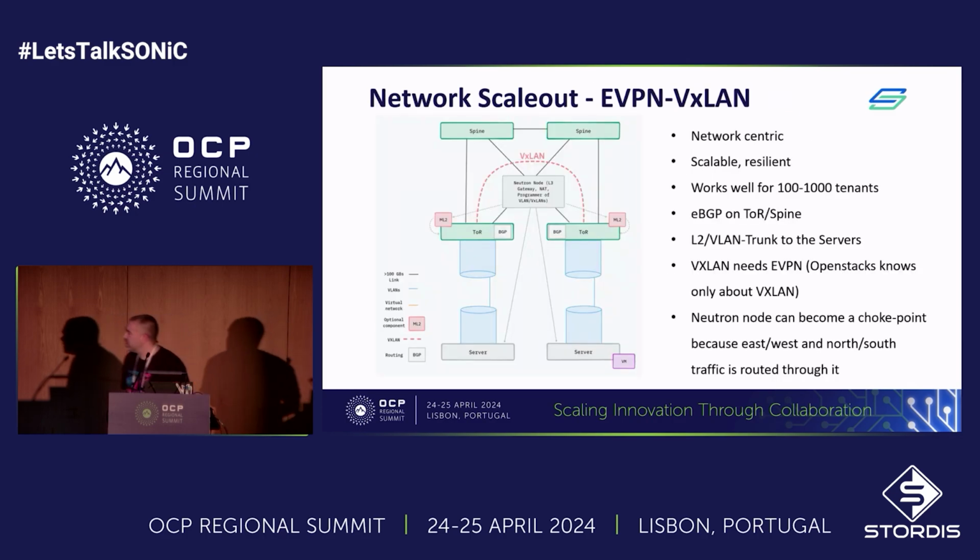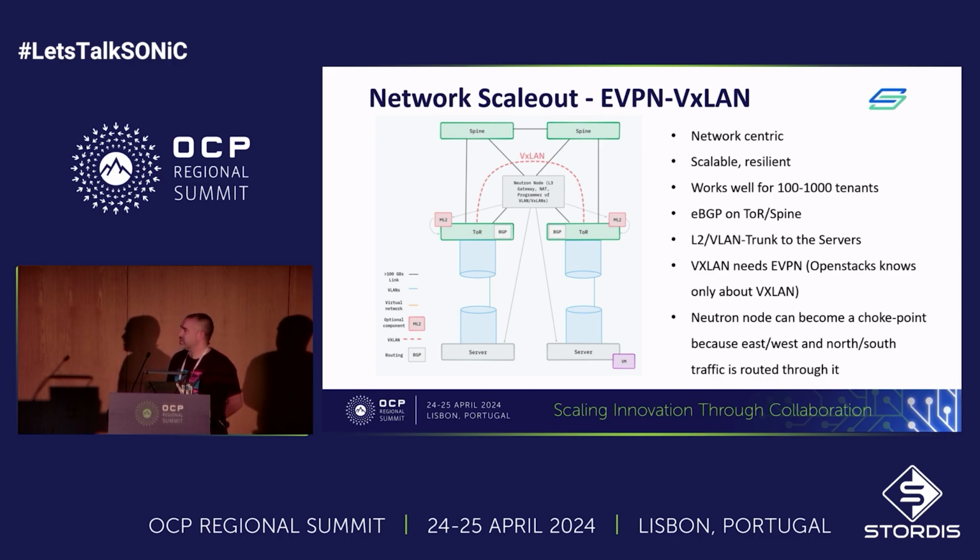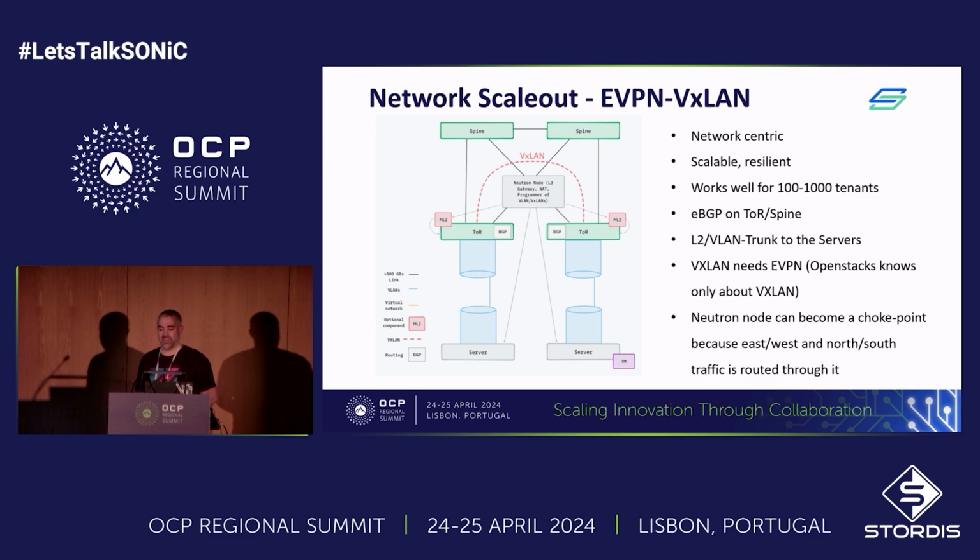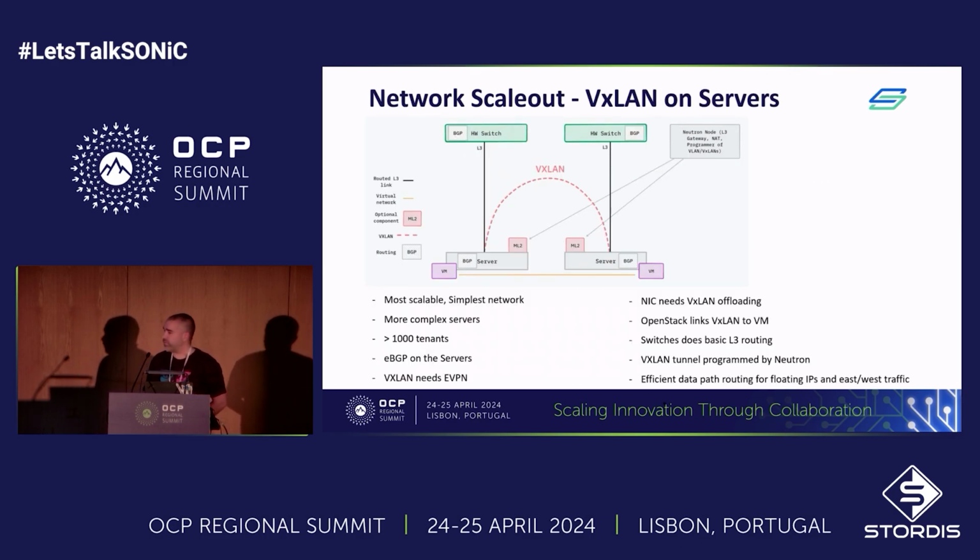And here you can see some network setups we designed as our next steps. First, we are doing a typical leaf-spine setup with a layer 2 to the servers, and we are using the Neutron node to route the traffic over VXLAN and BGP routing daemons. So this works well for 100 to 1,000 tenants. We are using eBGP, and possibly the Neutron node can become a choke point because the east-west and north-south traffic is routed through it.